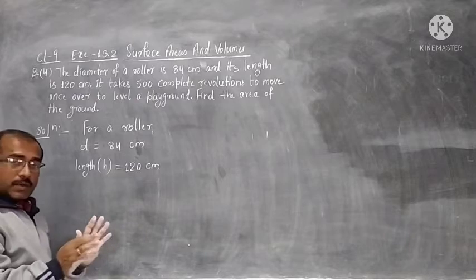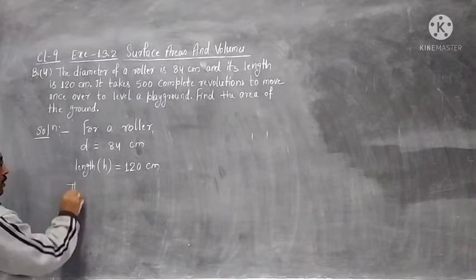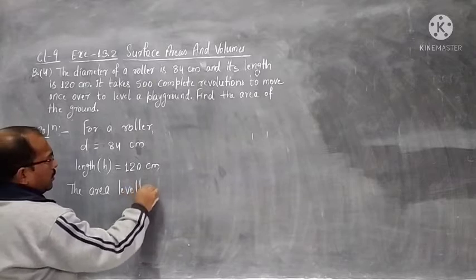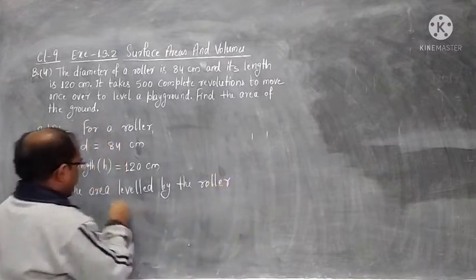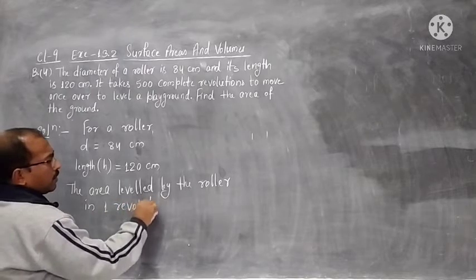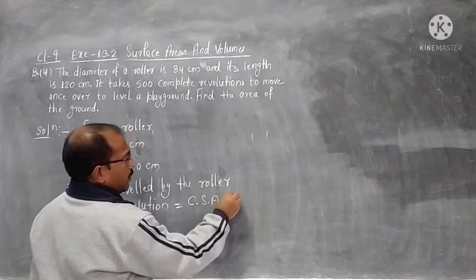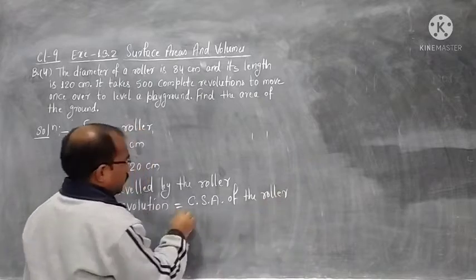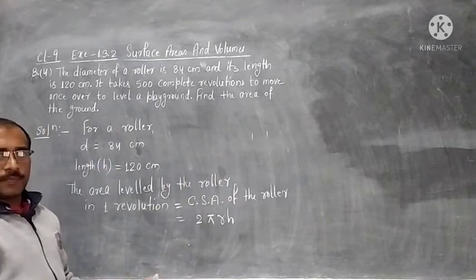The roller is in cylindrical shape. So, we will find the area leveled by the roller in one revolution. What will that be? Curved surface area of the roller. And what is the shape of the roller? Cylinder. So, we will use the cylindrical formula of curved surface area, 2 pi r h. We all know this one.